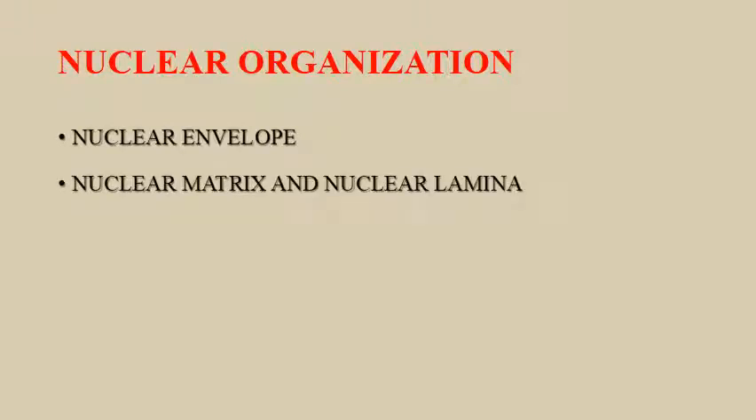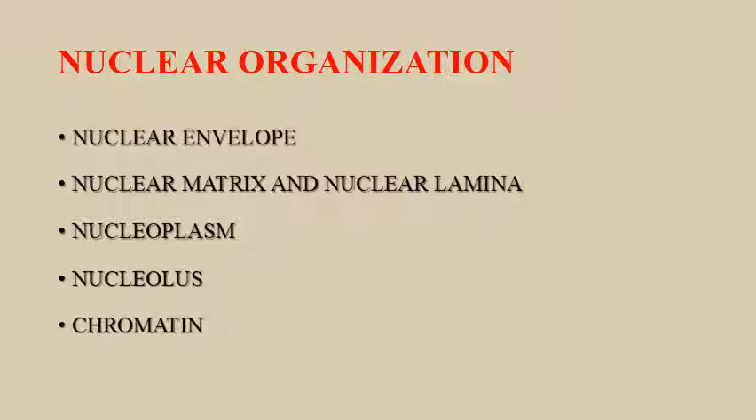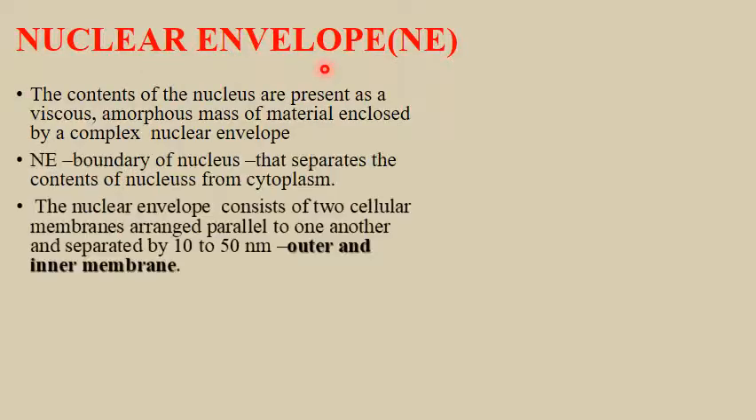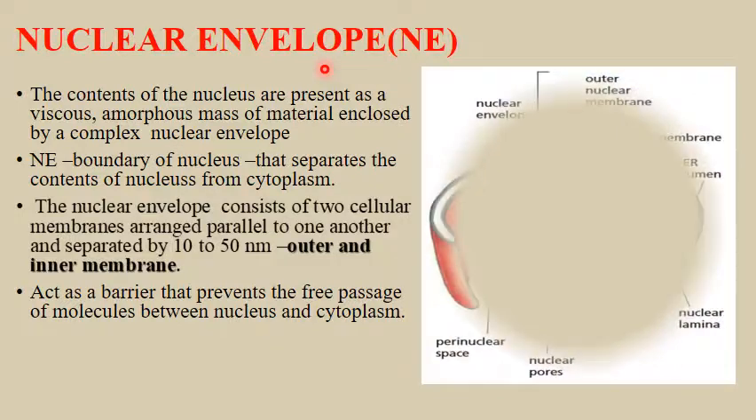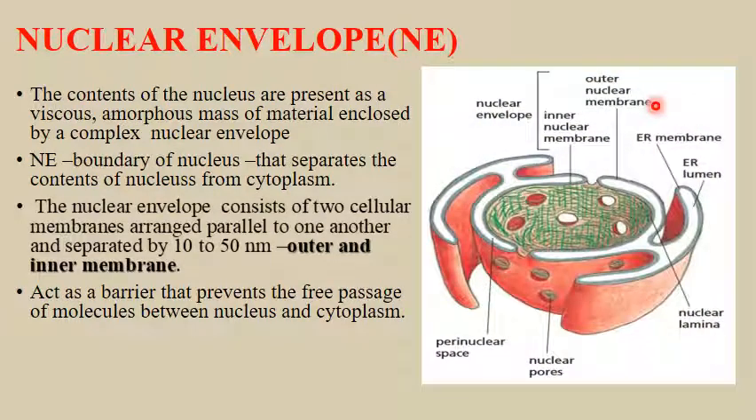The next one is the nuclear organization. It contains nuclear envelope, nuclear matrix and nuclear lamina, nucleoplasm, nucleolus and chromatin. Next we are going to talk about the nuclear envelope. The contents of the nucleus are present as a viscous amorphous mass of material that is enclosed by the complex of nuclear envelope.